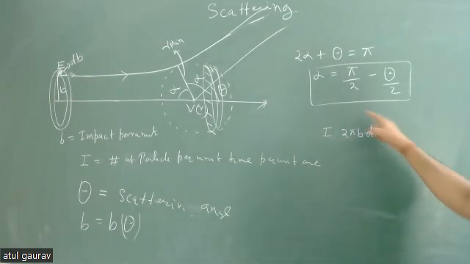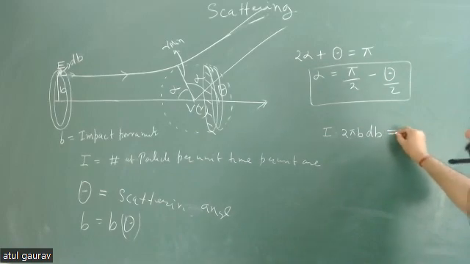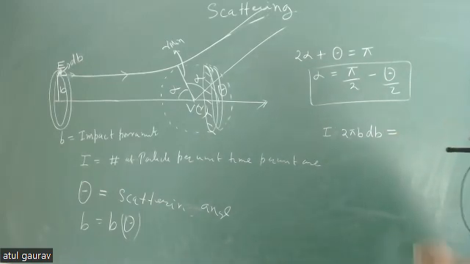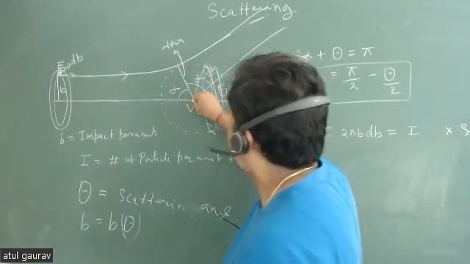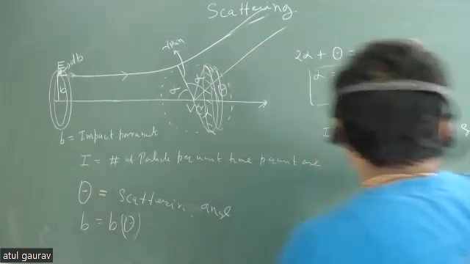This will be the number of particles per unit time, which must be equal to the intensity times the solid angle, and the solid angle is nothing but sine theta d theta d phi, and we are talking about the complete solid angle. So we have all this solid angle.